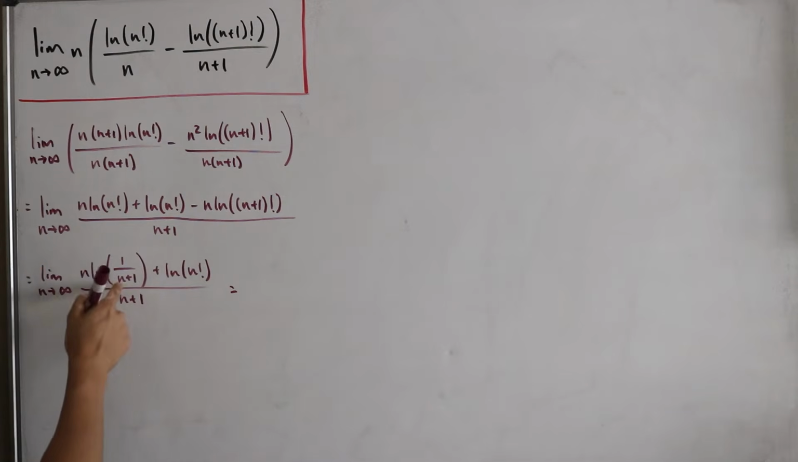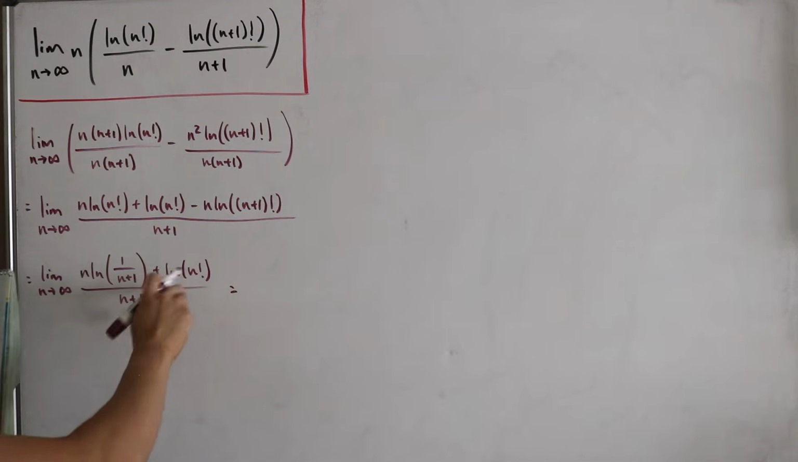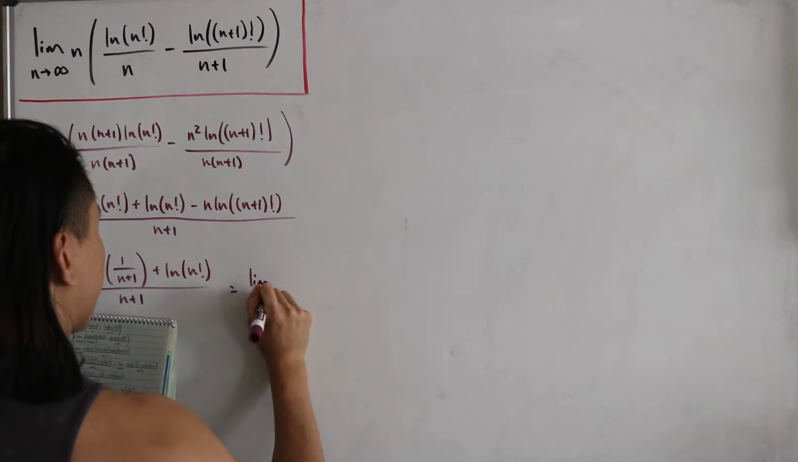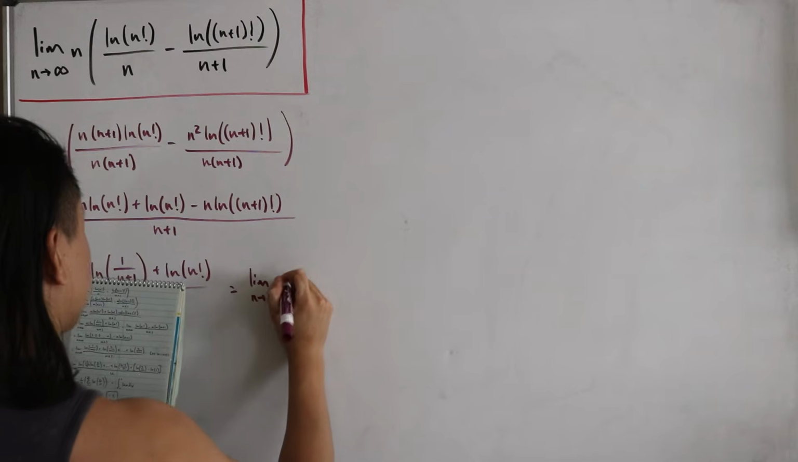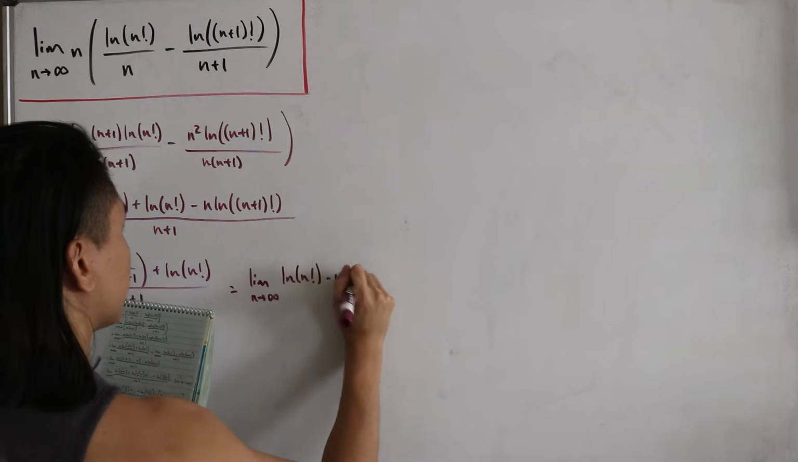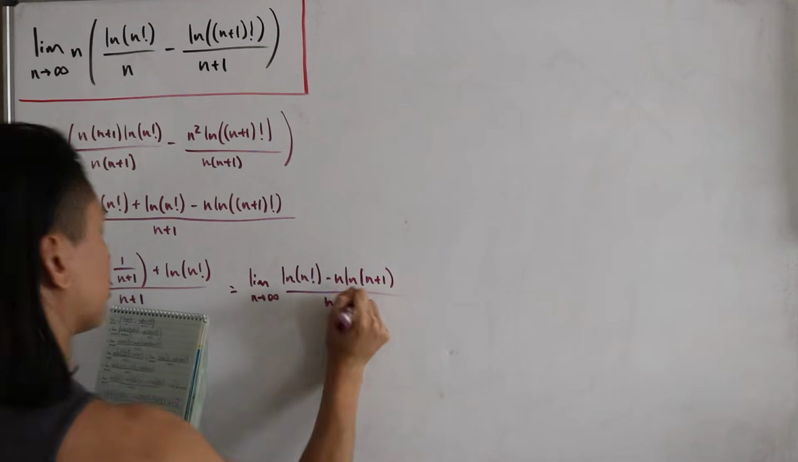Okay, so now I'll apply another natural log property. This is 1 divided by (n plus 1), which is the same thing as the natural log of 1 minus the natural log of (n plus 1). So that term can move to the back of the subtraction. Limiting it down, with n approaching infinity, I rewrite this: I still have the natural log of n factorial, then subtract n times the natural log of (n plus 1), and then all divided by n plus 1.